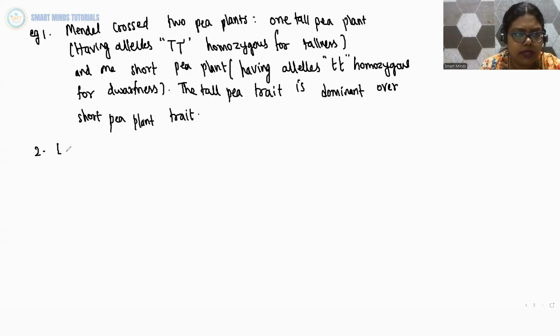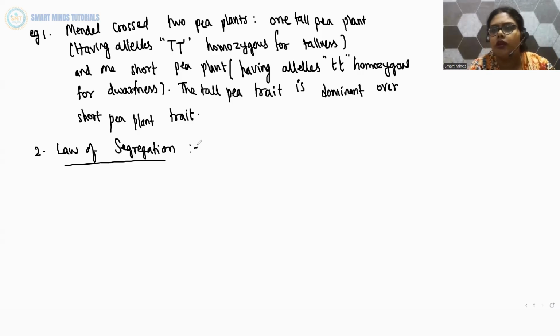Then the second law, that is law of segregation. So what do you understand by the first law? That is also called as Mendel's law of dominance. So in a cross of parents that are pure for contrasting traits, only one form of the trait will appear in the next generation. Offspring that are hybrid for a trait will have only the dominant trait in the phenotype. Then this is law of segregation. This is the second law.